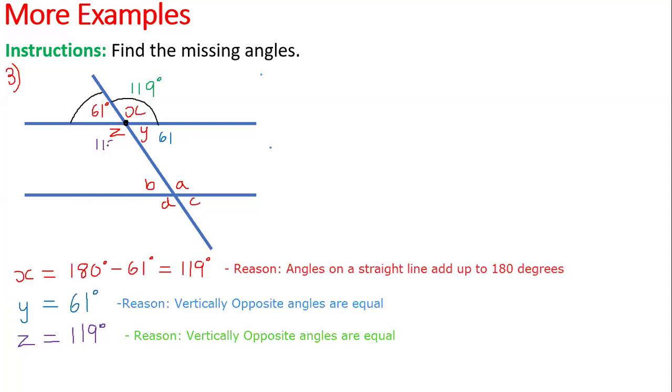Mr. Petit, so B would be what, 61 too, right? So B would be 61. Why would you say that? Because that's the start of an X, vertically opposite angle. Not for that reason, but there's a reason why.